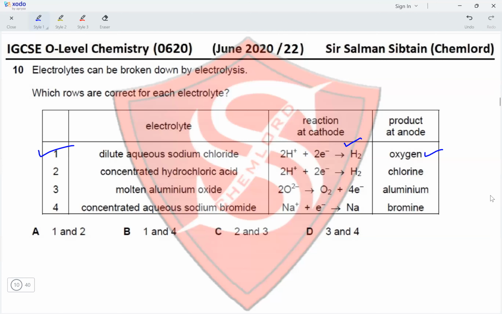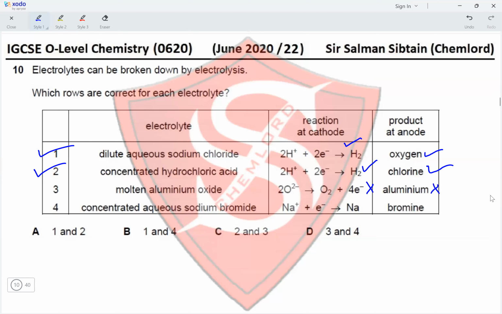Row 2, concentrated hydrochloric acid. Since it is concentrated, hydrogen will be produced at the cathode, which is shown, and chlorine will be produced at the anode, which is also written here. So this row is also correct. Row 3 has molten aluminum oxide. Molten aluminum oxide would result in the formation of aluminum at the cathode, which is not written here, and the product at the anode would be oxygen, which is not written.